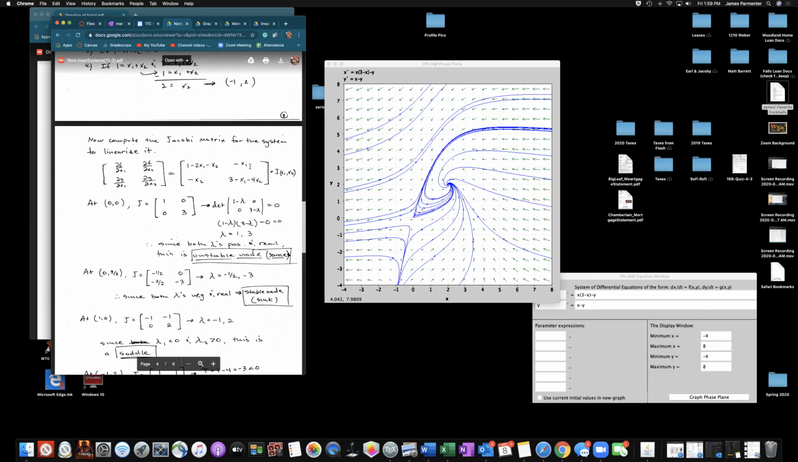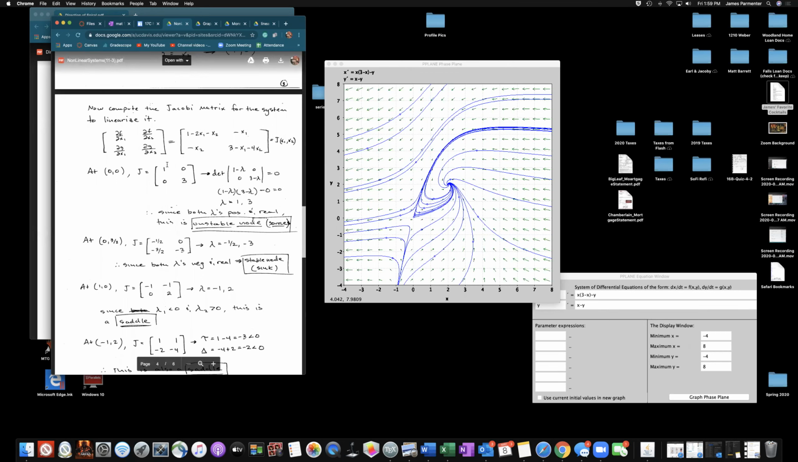And then for each equilibrium, we plug those values in for x and y, and then we look at what the matrix looks like for each of those. So the first one's super easy. I've got 1, 0, 0, 3, when I plug in 0, 0. I see my trace is 4, right? My determinant is 3 minus 0.